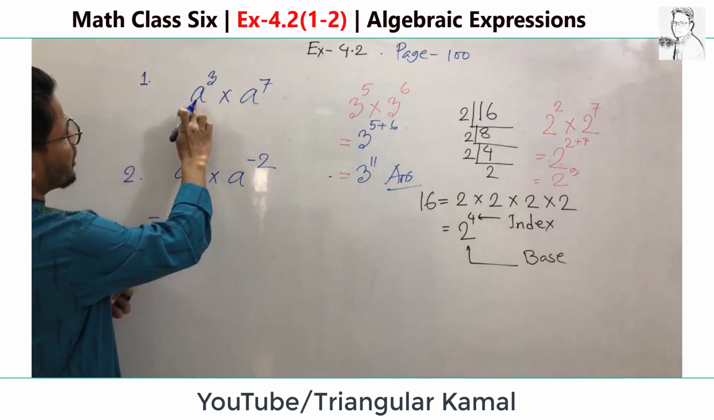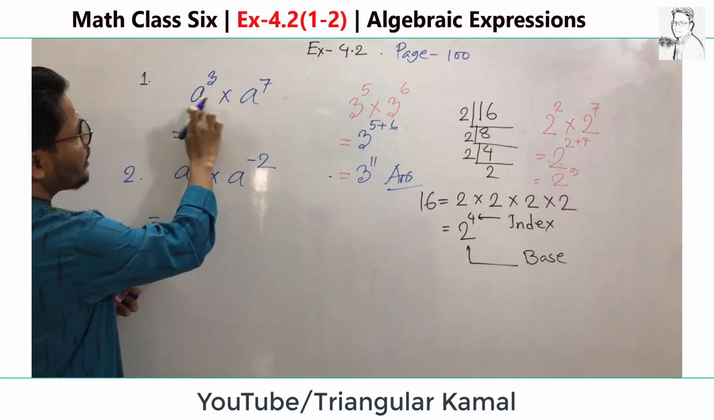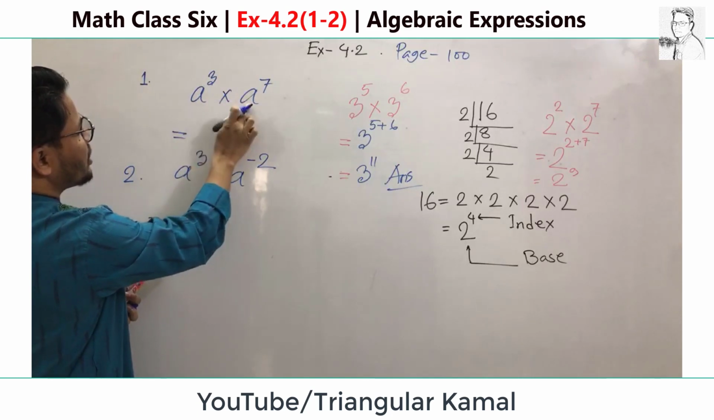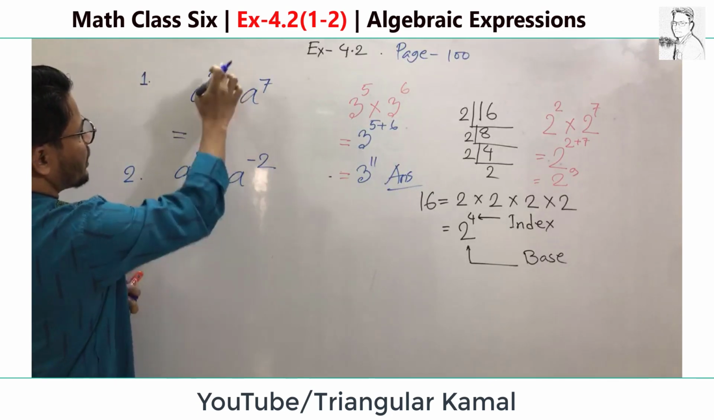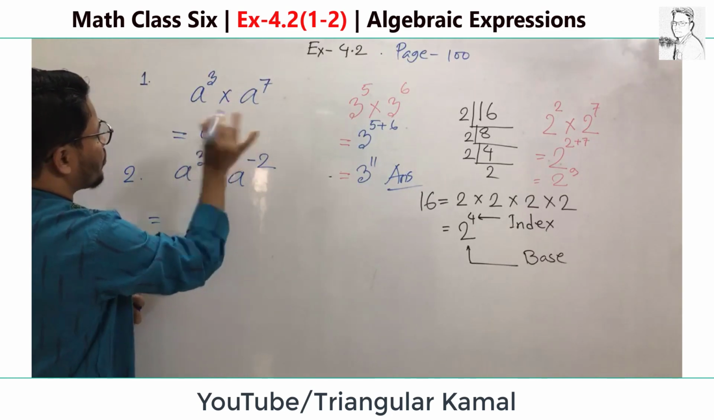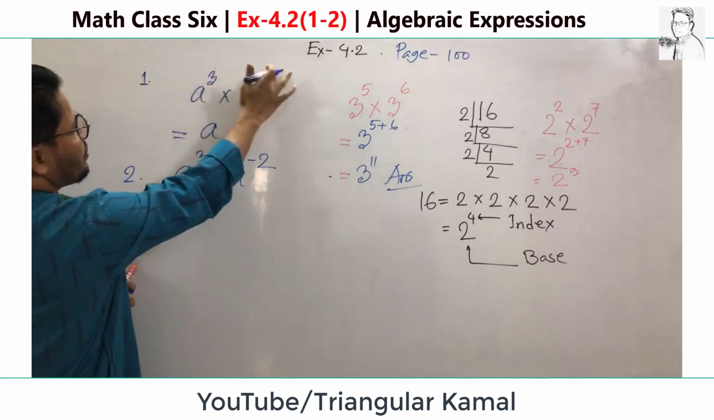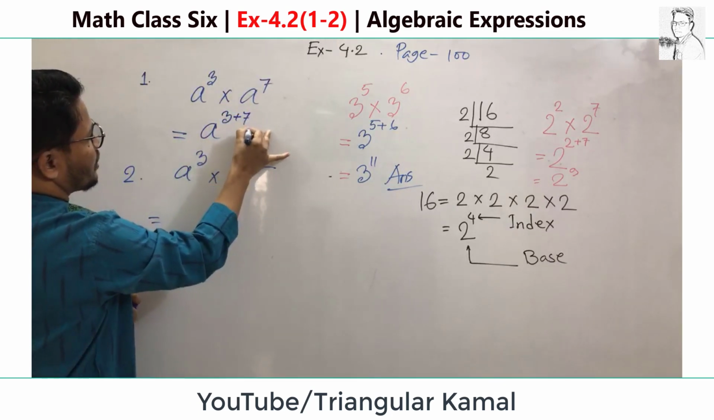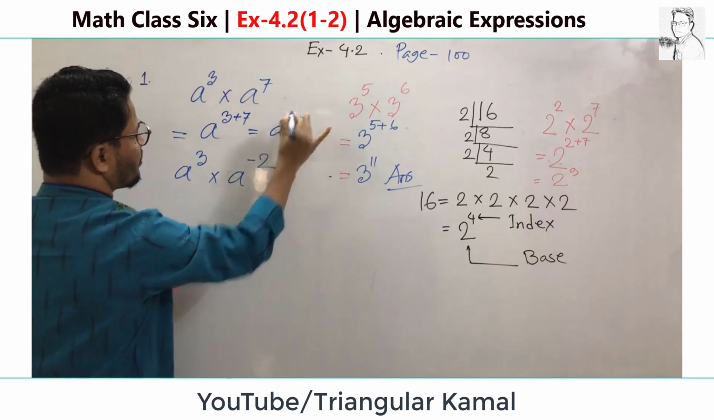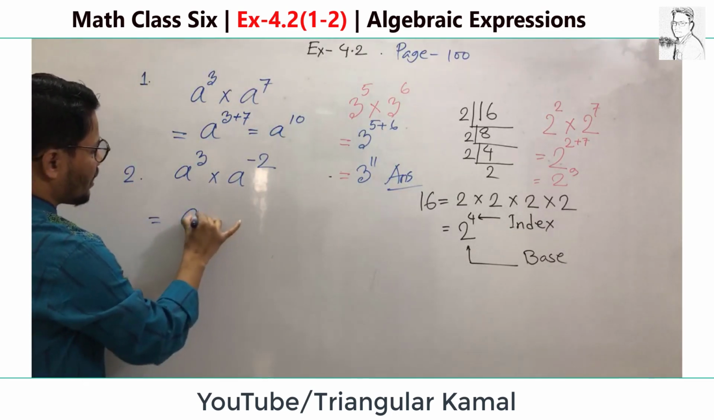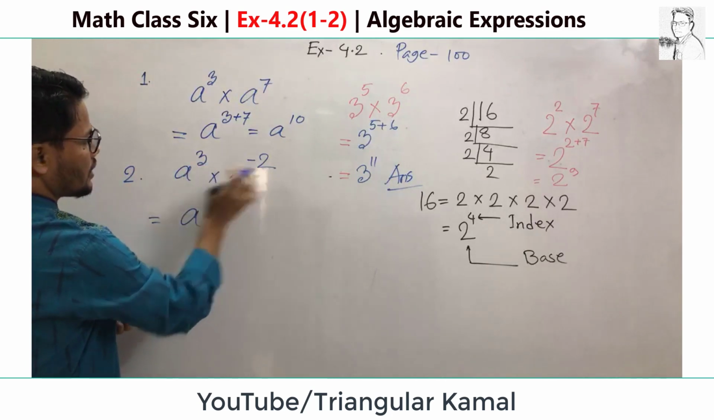The first question, here base is a, here also base is a. So there are two same base exponentials. Together they call exponential. That same base exponential, we can take here one base. Then simply we can add 3 plus 7. That is a to the power 10. Absolutely right answer.